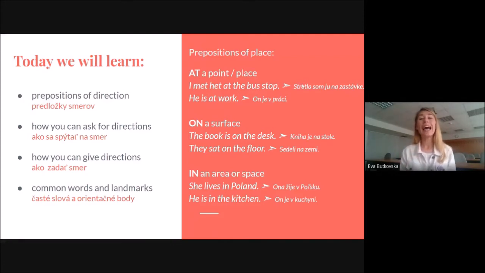Or he is at work. We could say he is in the office, physically in the room, but if we say he is at work, we mean the whole place or the whole point that is work. So it can be an office or a hall, etc. But the whole place is at work or in the office. So there were 3 simple prepositions, and let's move on to prepositions of direction.